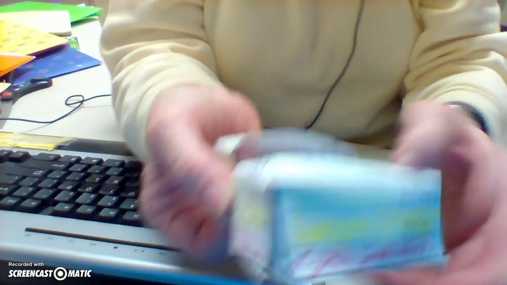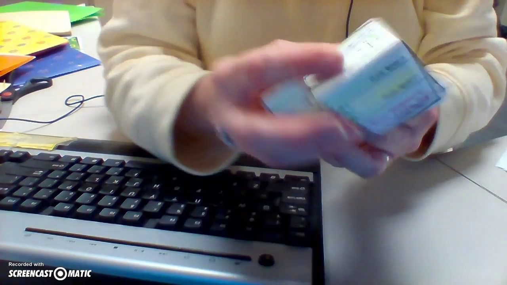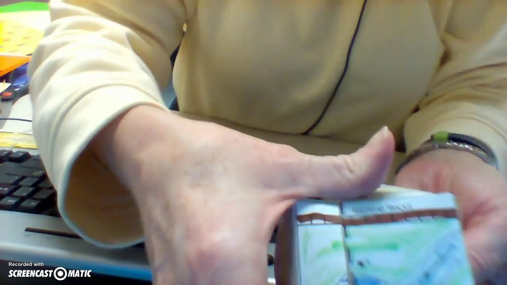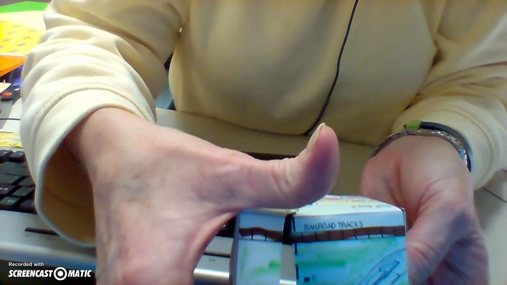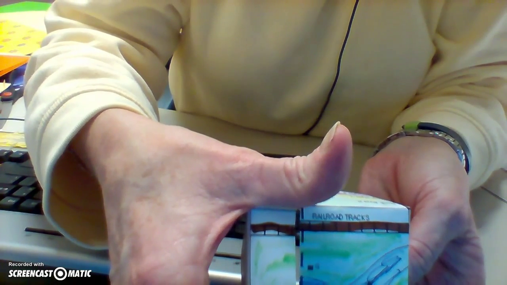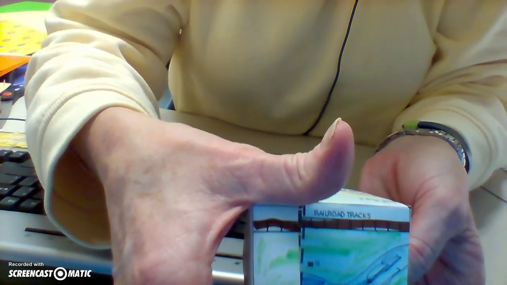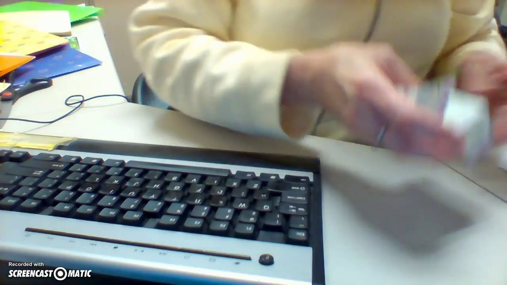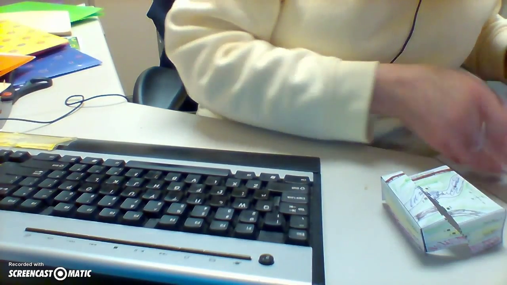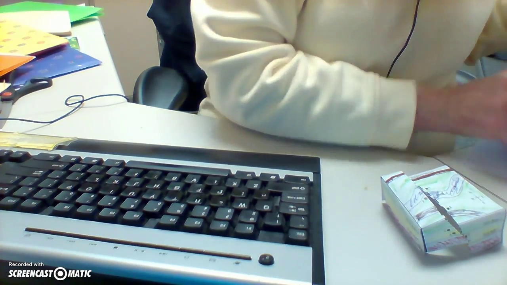Well, if you look at this from the top, you can see that something would happen to the river, the road, and the railroad tracks when part of the earth drops. That is the normal fault. You need to explain your answer for that.